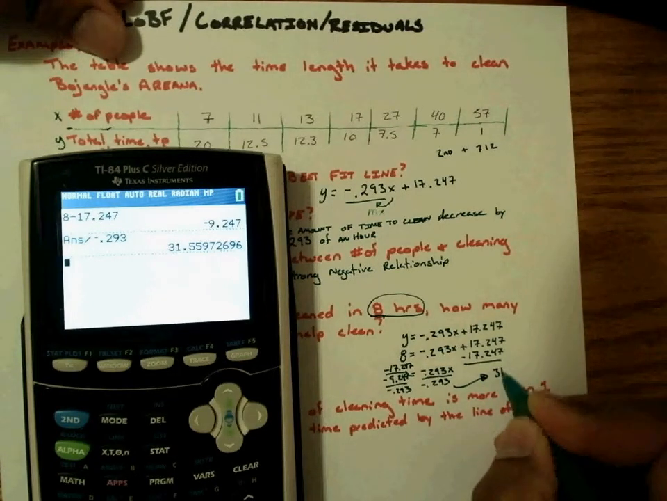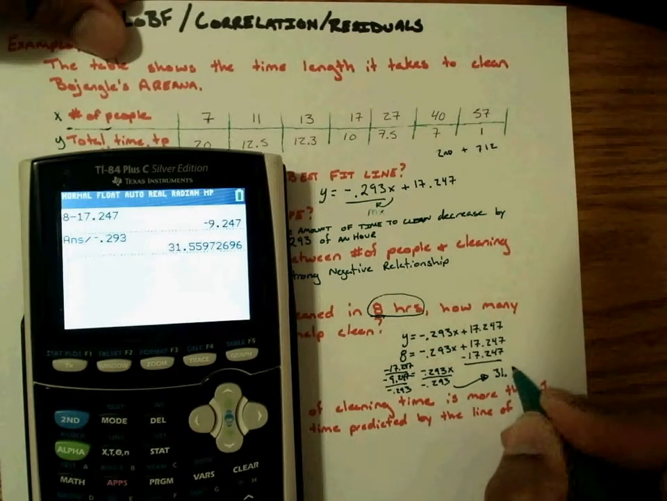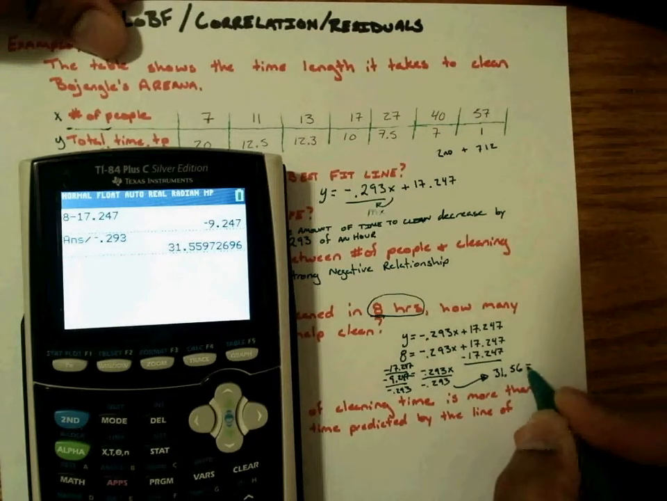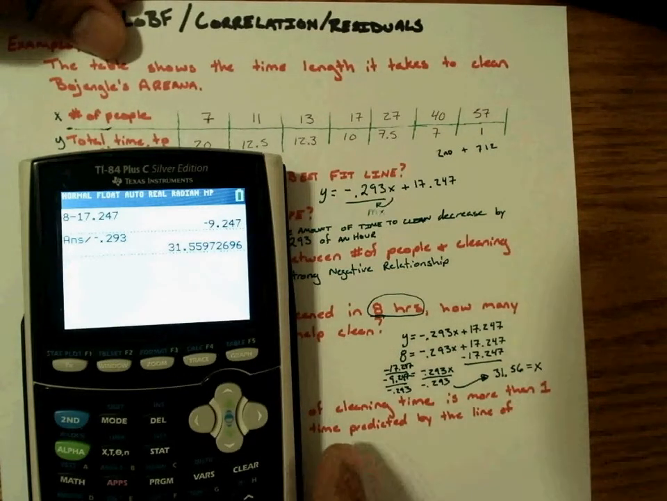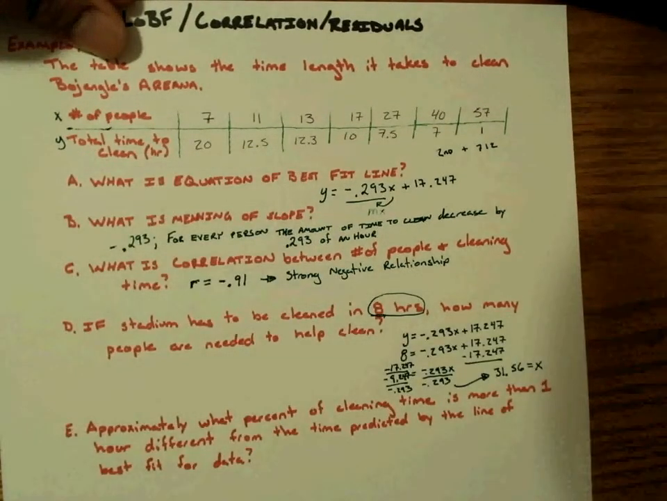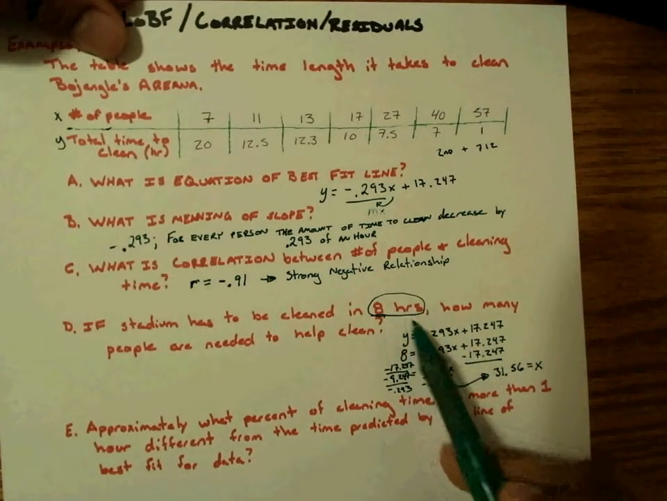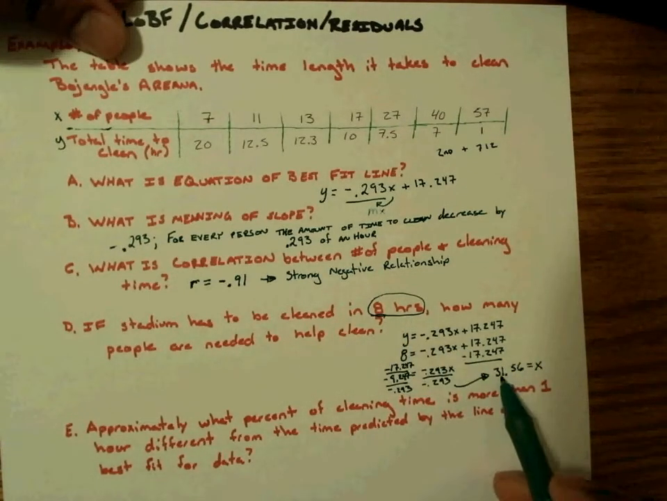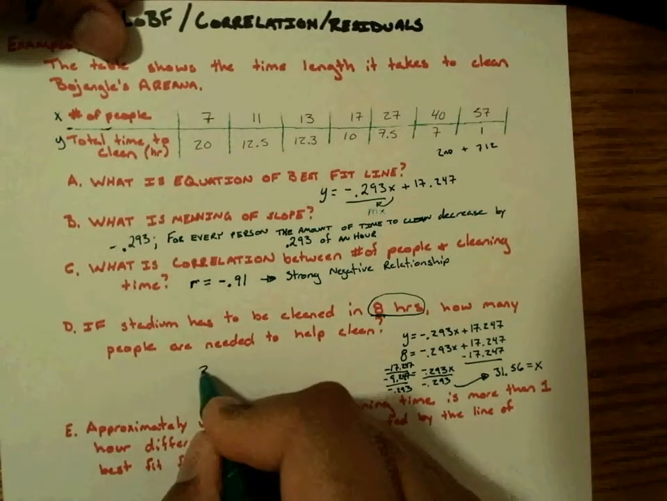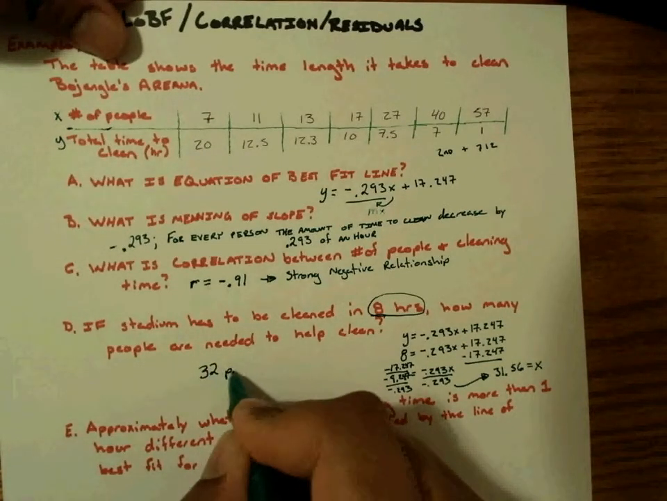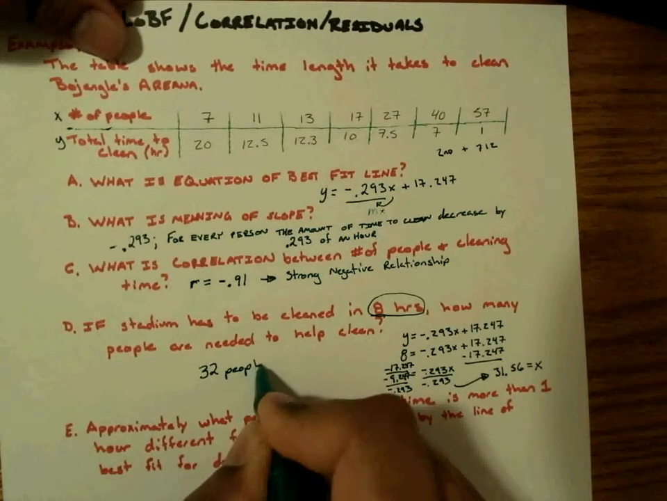So we have 31.56 is equal to x. So 31.56 is our answer, but we want to know how many people are needed to help clean. So to really get 8 hours of cleaning, we're going to need 32 people because we can't have 0.56 of a person. So we need 32 people.